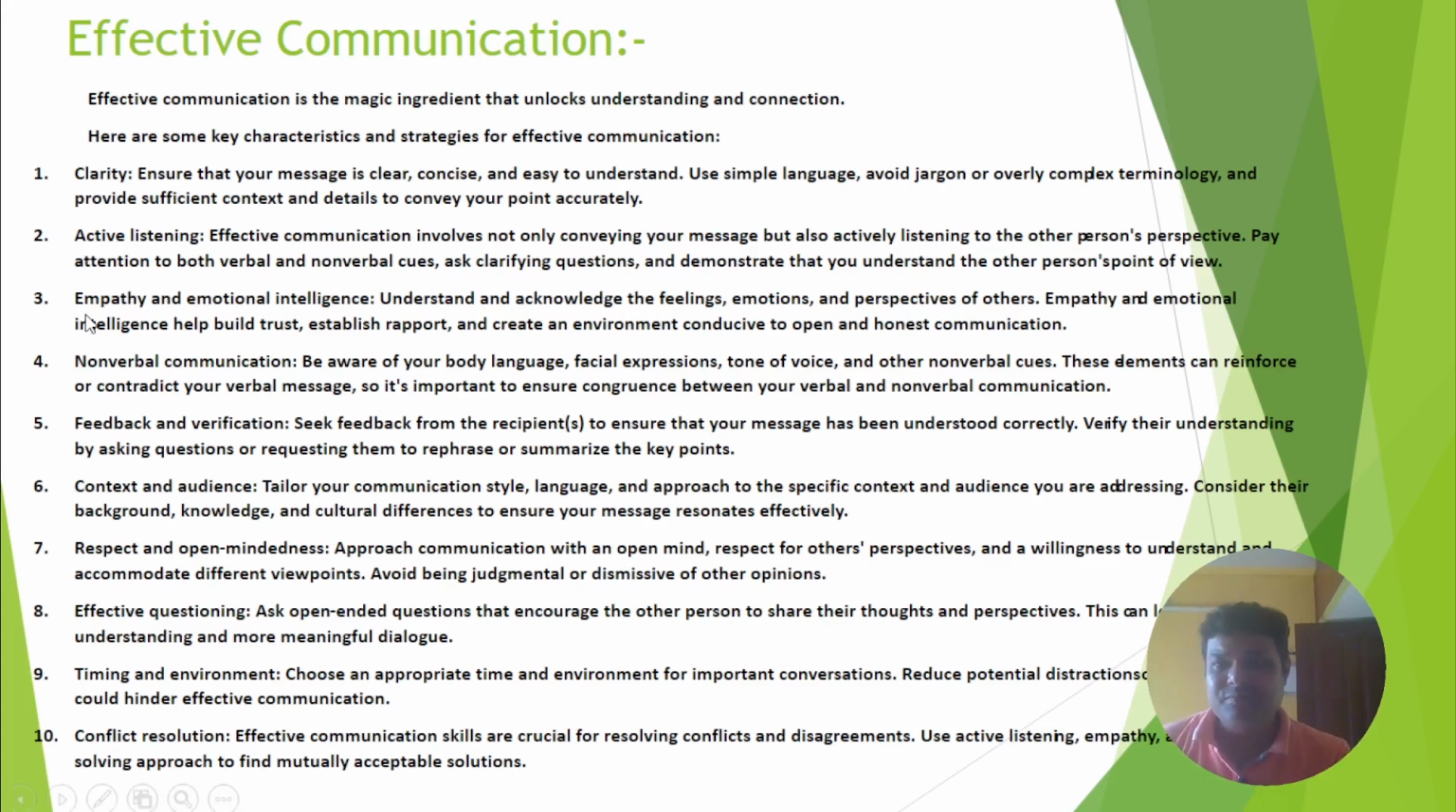And the third one is empathy and emotional intelligence. Fourth, non-verbal communication. Fifth, feedback and verification. Sixth, context and audience. Seventh, respect and open mindedness. Eighth number, effective questioning. Ask open-ended questions that encourage the other person to share their thoughts and perspectives. This can lead to a deeper understanding and more meaningful dialogue.